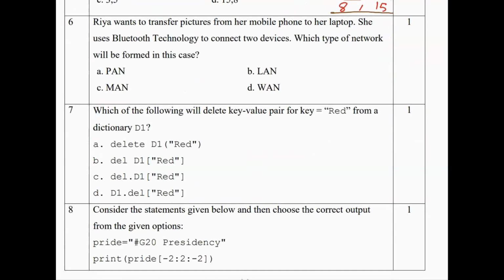So let us move on to question number 6. Ria wants to transfer pictures from her mobile phone to her laptop. She uses Bluetooth technology to connect the two devices. Which type of network will be formed in this case? Whenever it comes to Bluetooth technology, it comes under the PAN network. PAN means a personal area network.